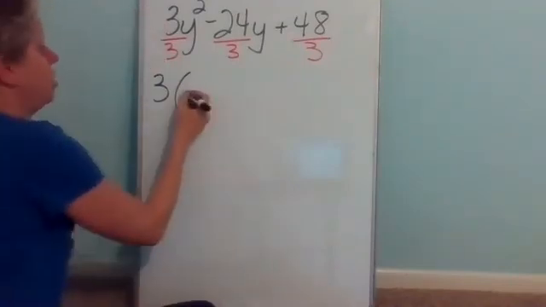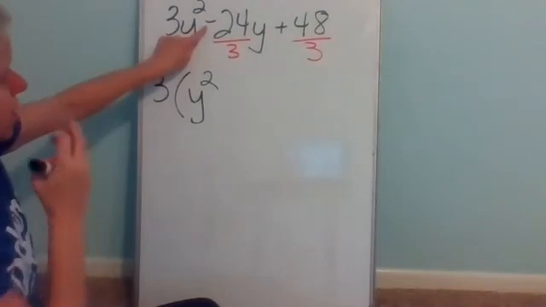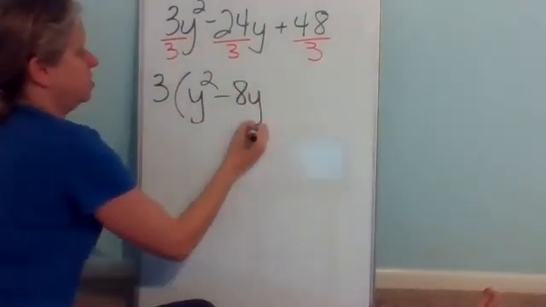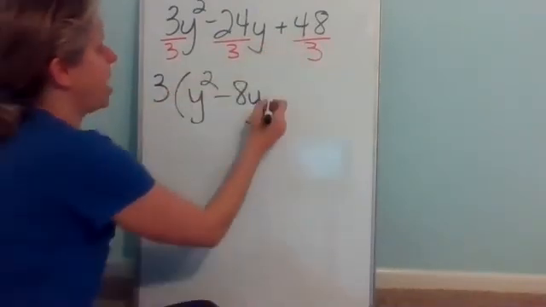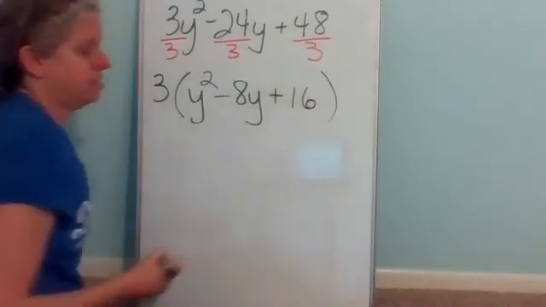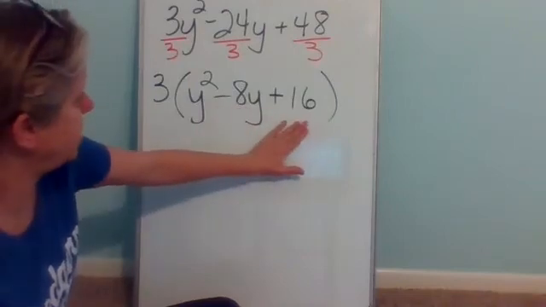I pulled the 3 out of here, which took me to y². -24 divided by 3 gives me -8y. +48 divided by 3 is +16. So now look at what's left in here.